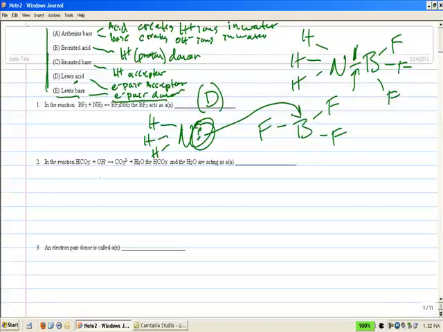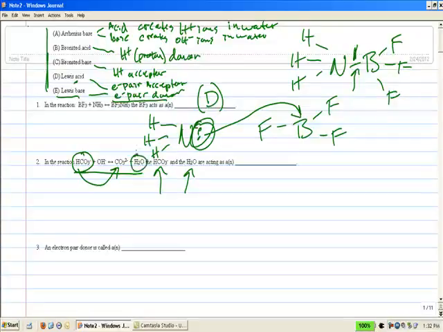Question number 2. Here's our reaction, bicarbonate and a hydroxide making carbonate and water. They want to know what the bicarbonate and the water are acting as in this reaction. Well, here's the bicarbonate. What happens to it? It goes from being HCO3 minus to just CO3 2 minus. So you can tell that it loses, or what we say donates, a hydrogen.